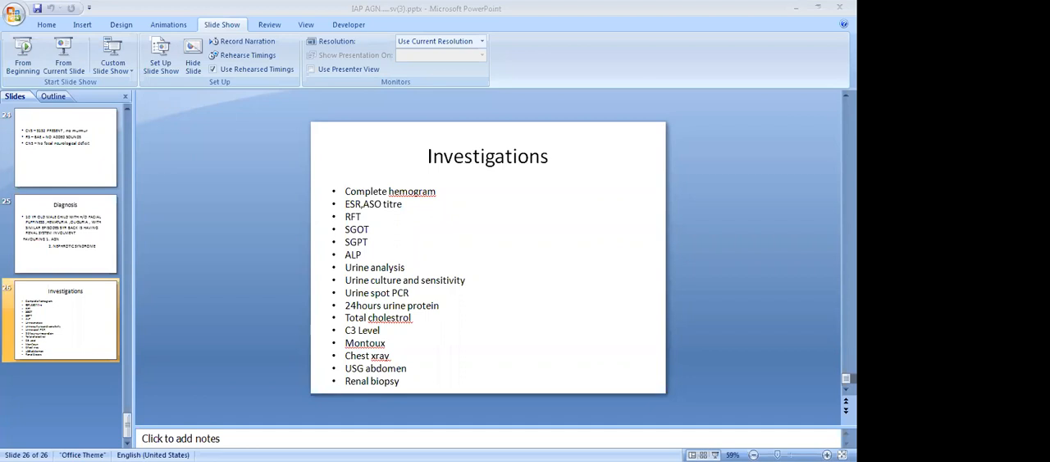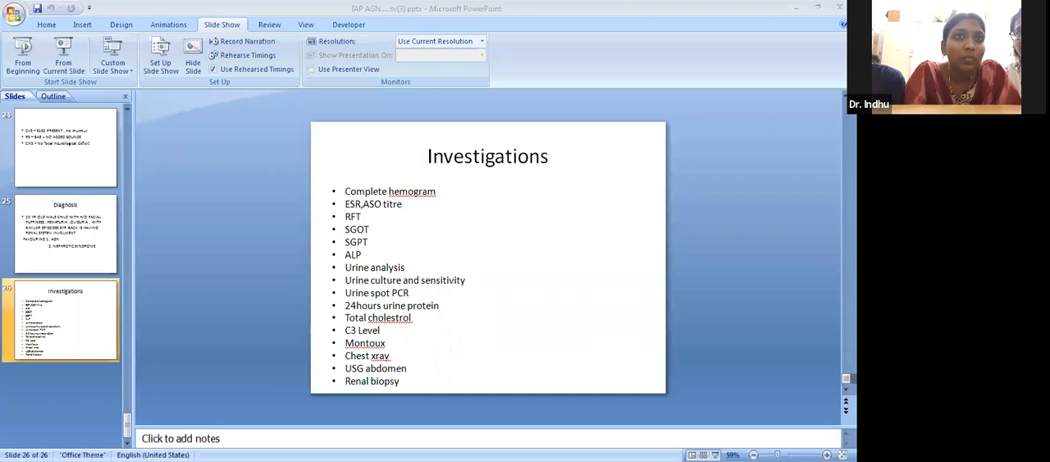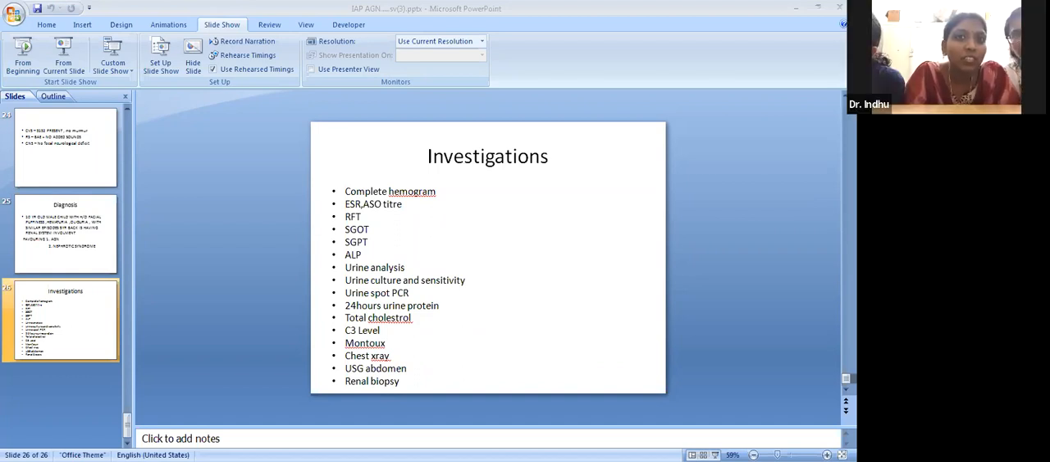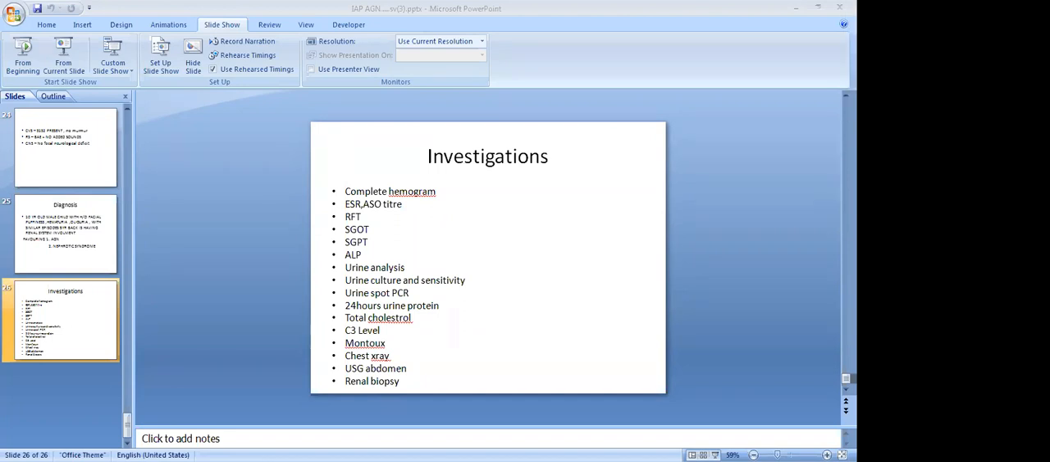Okay. What else will you do? USG abdomen, renal biopsy. Wait, don't jump. What findings you want to see in an ultrasound? Morphology of kidney. What do you expect? What changes do you expect by now? What changes in morphology radiologically you see? Do you expect the kidney to be shrunken? If you say the kidneys are small in size, what will you think?